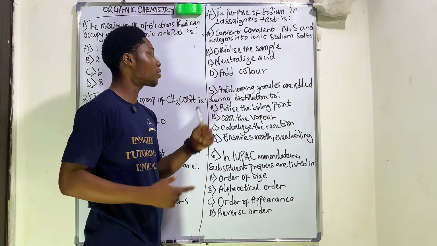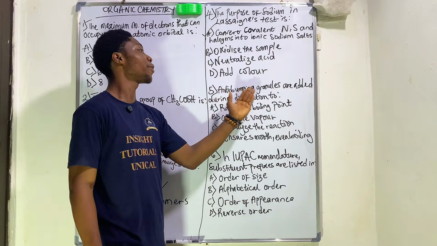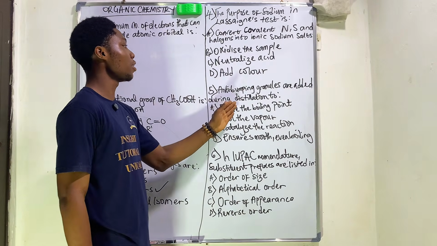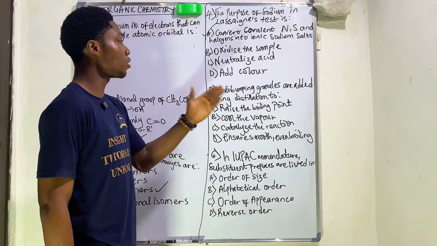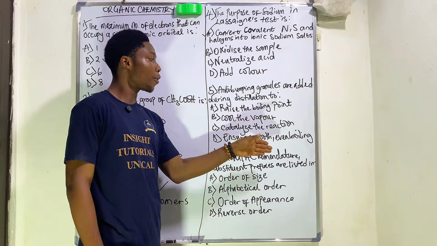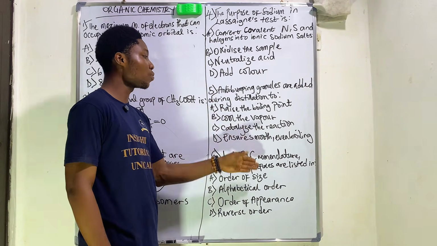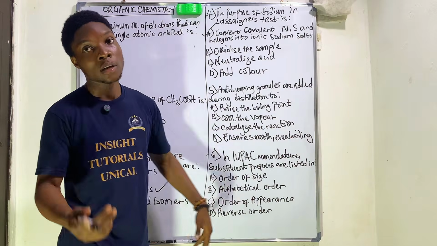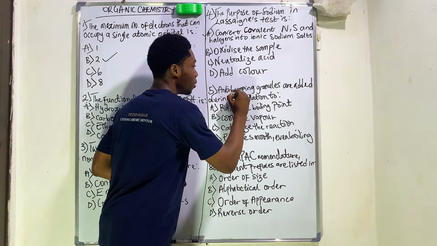All right. Now, the next question. Anti-bumping granules are added during distillation to A. Raise the boiling point. B. Cool the vapor. C. Catalyze the reaction. D. Ensure smooth, even boiling. Now, first of all, what exactly is bumping?